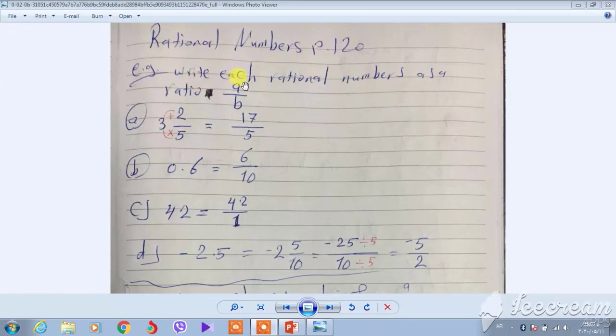Write each rational number as a ratio a out of b. I say write a ratio a out of b for a rational number. We have 3 and 2 out of 5. How can we write it as a ratio a out of b? We use multiply and plus. 5 times 3 equals 15. 15 plus 2 equals 17.